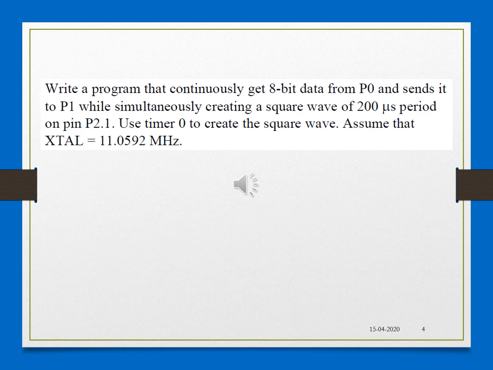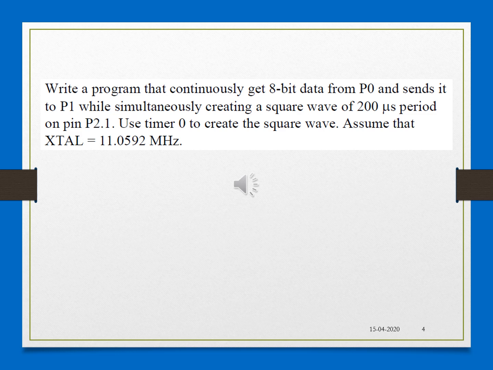Which is the input port here? Port 0 is the input port. So the data is coming continuously at port 0. That is sent to port 1. So port 1 is the output port, right? Also, what are you doing? You are generating a square wave at port 2, the P2.1 pin. The square wave time period given there is 200 microseconds.